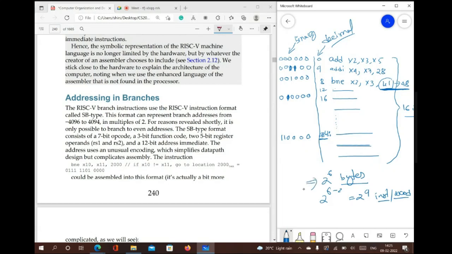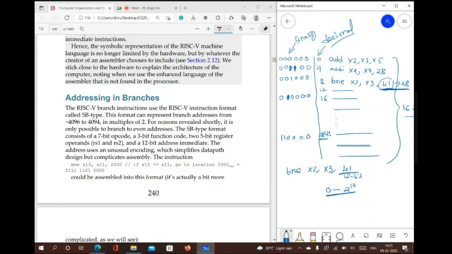If you have 2 to the power 6 bytes total in memory, then using these 2 to the power 6 bytes you can represent 2 to the power 6 minus 2, that is 2 to the power 4 instructions. Here you can see we can represent only 16 instructions. Now let us go to the 12-bit concept: BNE x2 x3 L1. This L1 is of 12 bits. If it is 12 bits, you can represent from 0 to 2 to the power 12, which is the maximum.